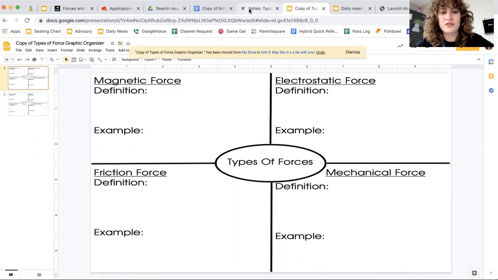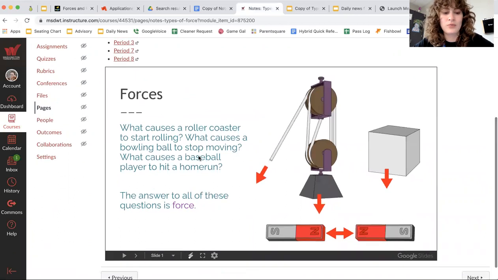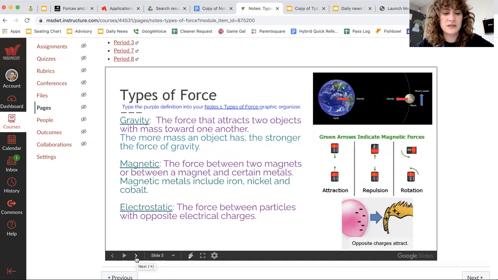All right, now that you've got your notes where they're supposed to be, I am just going to have you read through the slideshow that's right here. So forces, what are they? They are a push or pull that changes the motion of an object. They can cause objects to slow down, speed up, or change directions.